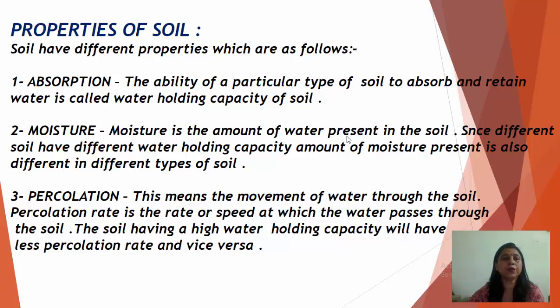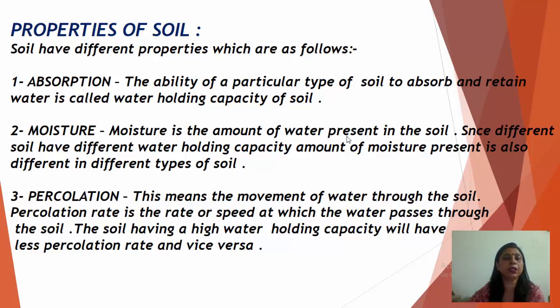The second property of soil is moisture. What is moisture? It is the amount of water present in the soil. Since different soils have different water holding capacity, the amount of moisture present is also different in different types of soil. The soil which can absorb more water will have more moisture, and the soil in which the water does not retain will have less moisture.